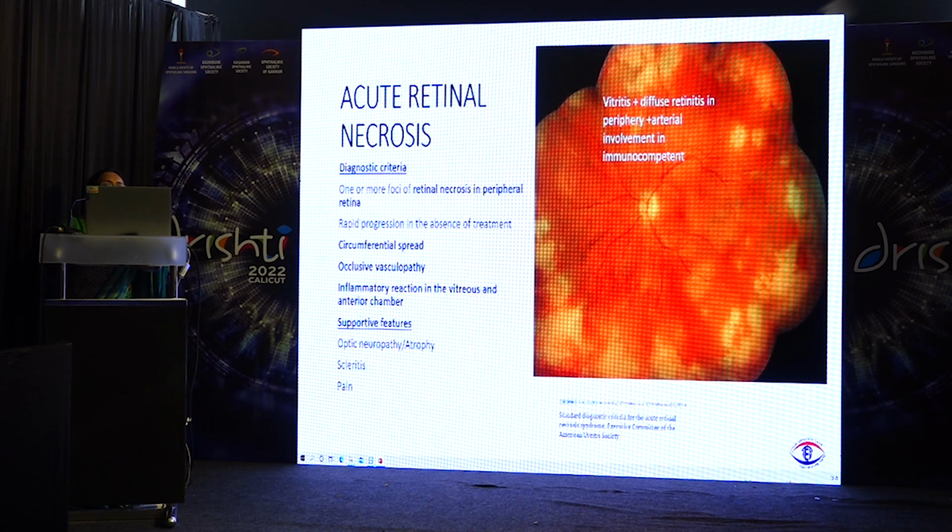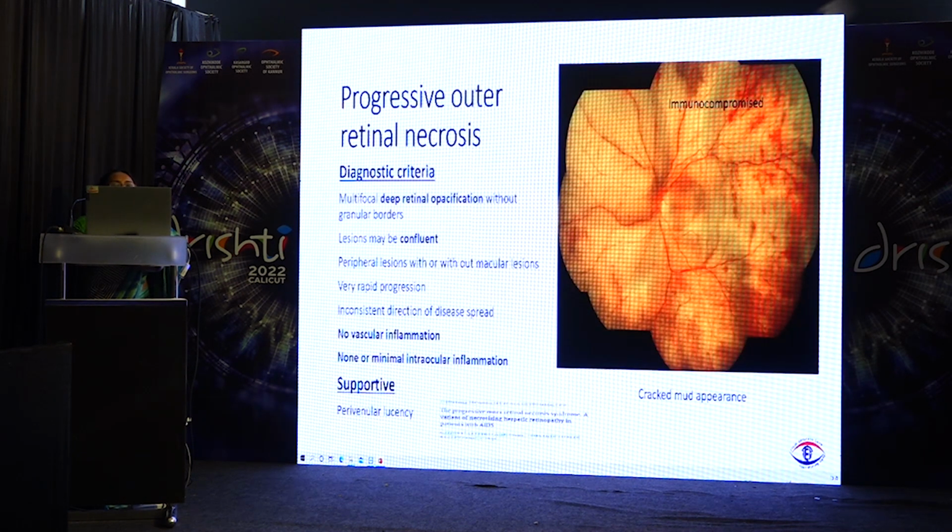The diagnostic criteria include retinal necrosis in the peripheral retina, circumferential spread, occlusive vasculopathy, and inflammatory reaction both in the vitreous and the anterior chamber. Pattern 2 is progressive outer retinal necrosis. It occurs in immunocompromised patients. The lesions are confluent, with no vascular inflammation and none or minimal intraocular inflammation. It has a cracked mud appearance.